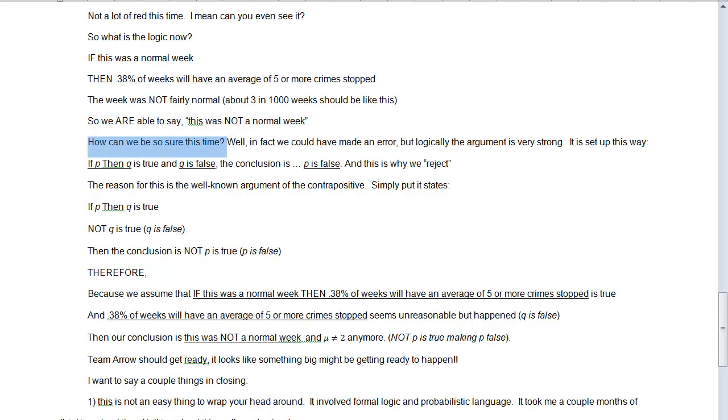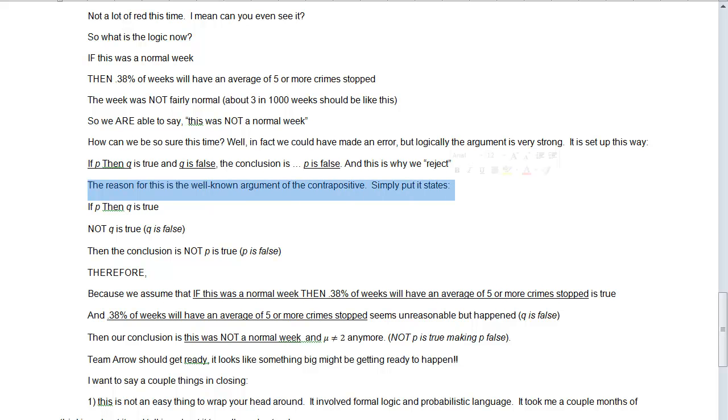How can we be so sure this time? Well, in fact, we could have made an error, okay, but logically the argument is still very strong. It is set up this way. If P then Q as a statement is true and Q is false, the conclusion is P actually has to be false. And this is why we use the language of reject here, because we are saying that this is false. Now, yes, we could have made an error, but the logic says we reject. And the reason for this is the well-known argument of the contrapositive.